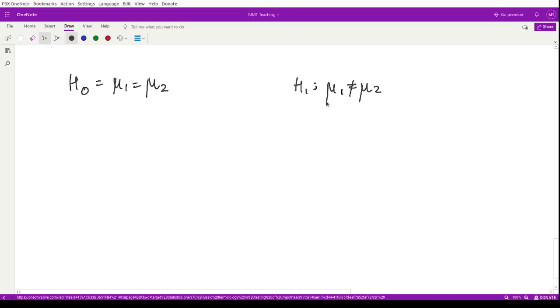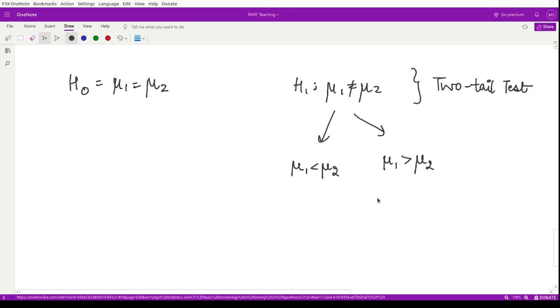Now, if these two means are not equal, then we could have two cases. One case is that the first mean is lesser than the second mean, or in the second case, your first mean is greater than the second mean. So these two possibilities are only there, right? Based on this, we call this the two-tail test. And if we have either of these two cases, then we call this the one-tail test or one-sided test.